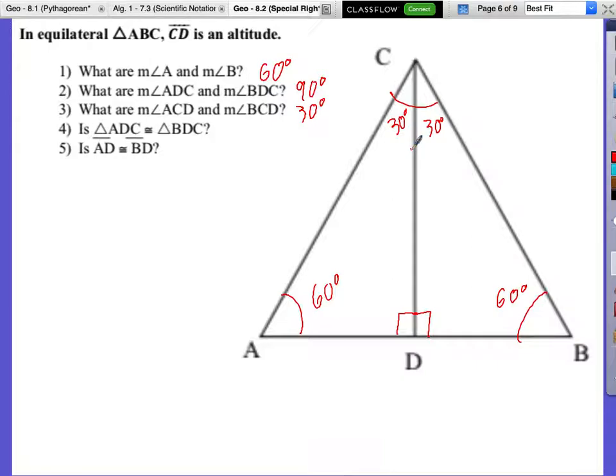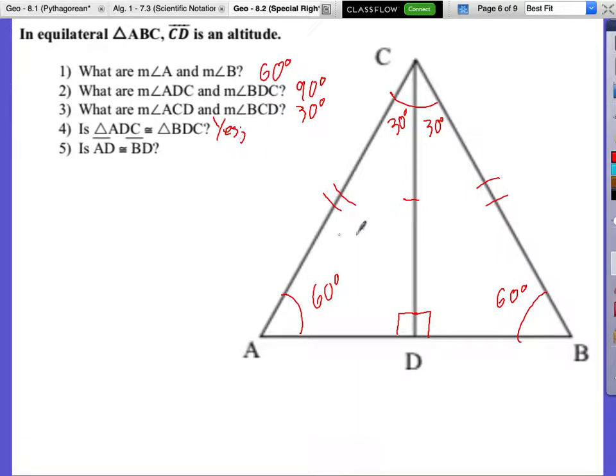Good question. So, could triangle ADC and triangle BDC be congruent? Yes. How can we determine that? Do we have angle, angle, angle? We have to have at least one side, right? Angle, side. Do we know a side? The middle's congruent to itself. Do we know that CA is the same length as CB? Yes. How do we know that? It's an equilateral triangle. So are these congruent? Yes.